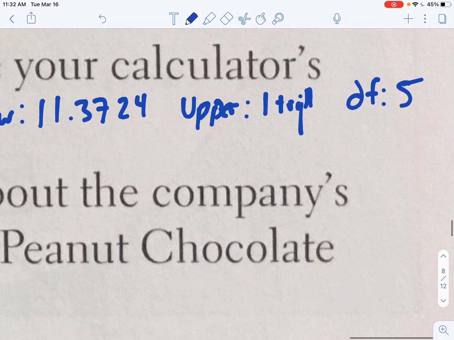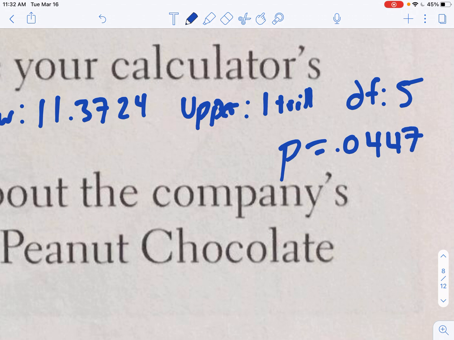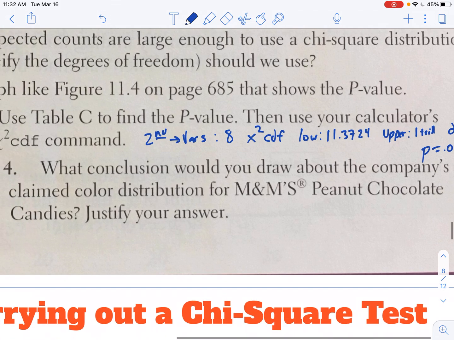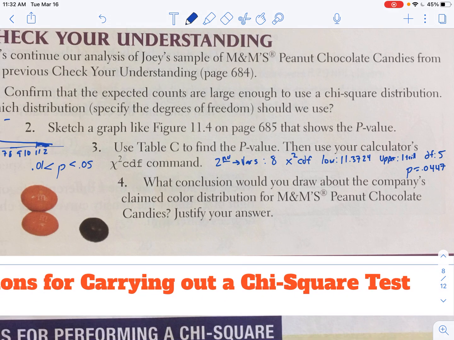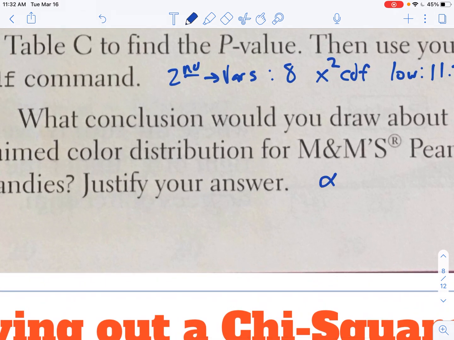And I'm going to find that my p-value is 0.0447. And I'm happy with that because that is between 0.01 and 0.05, which is what I expected based off of my table C. Now, what conclusion would I draw about the company's claim for color distribution of peanut M&Ms? Well, let's assume that our alpha value was 0.05. That's our default alpha.